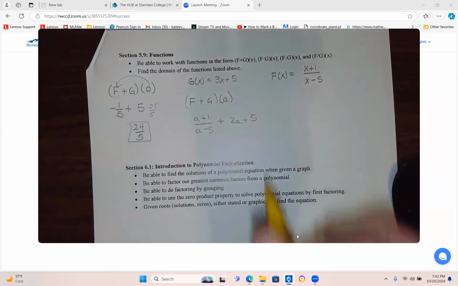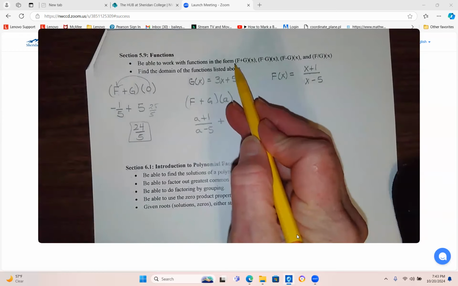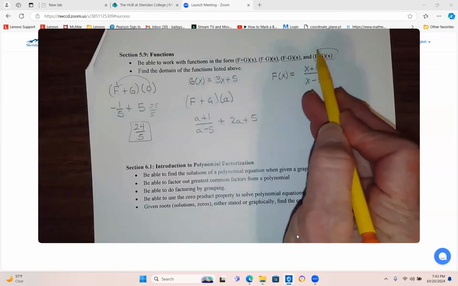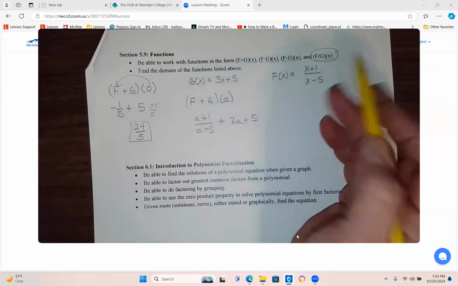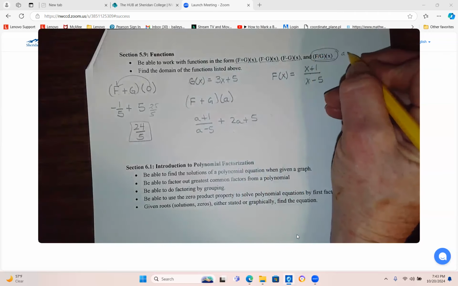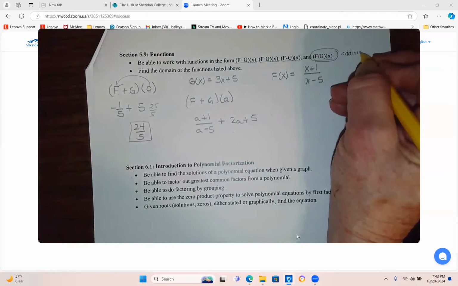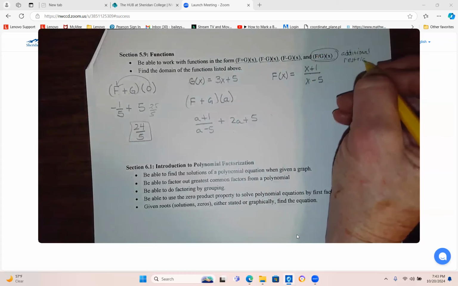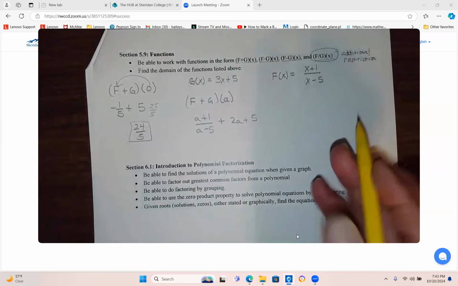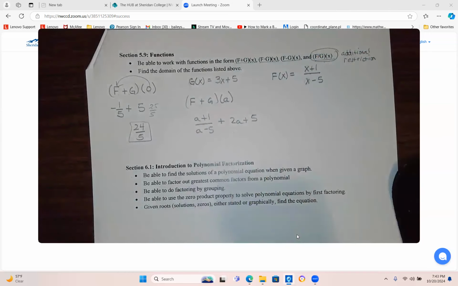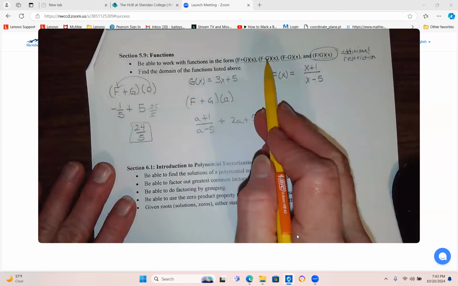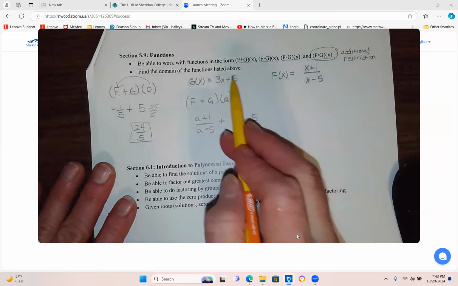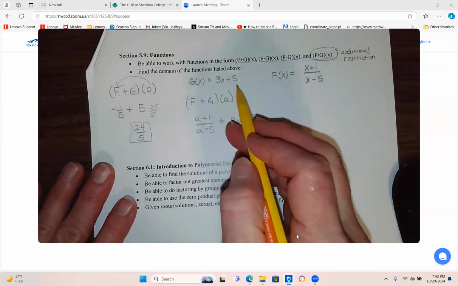The domains of all of these have a commonality. This one, though, may have an additional restriction on what numbers you're allowed to use. But let's look at all of them right now. Let's look at these first three. In order to find the domain, you look at the domain of these two individuals.